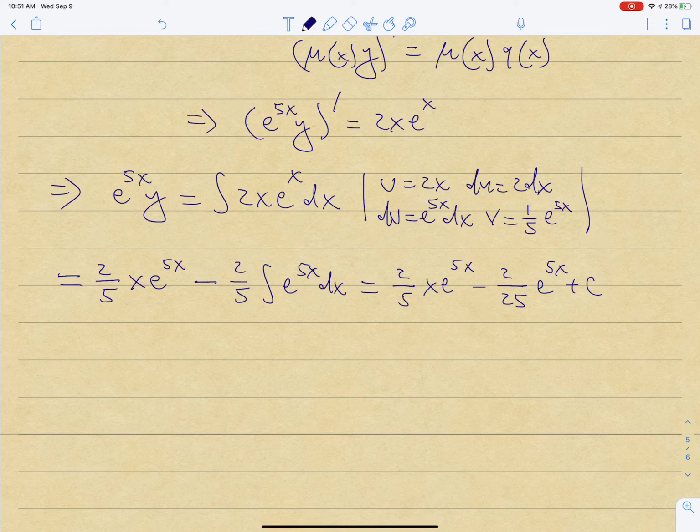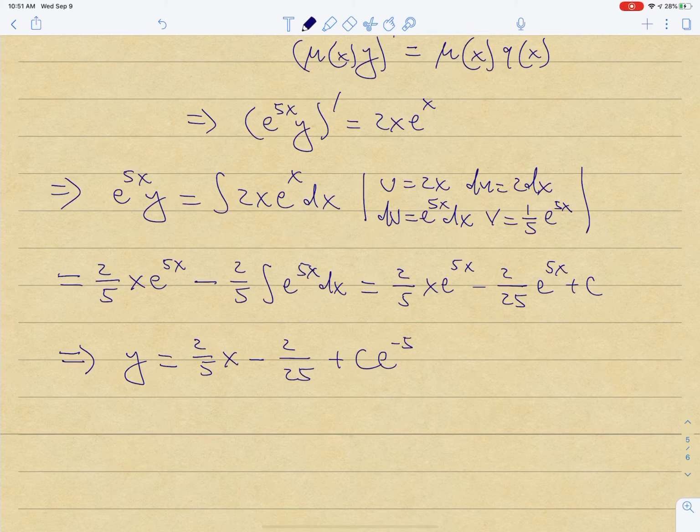And so finally, if we solve for y, we need to divide by e to the 5x, or multiply by e to the minus 5x, and y is 2/5 x minus 2/25, since e to the 5x is gone, so just minus 2/25 plus c e to the minus 5x. And so the equation has been solved.